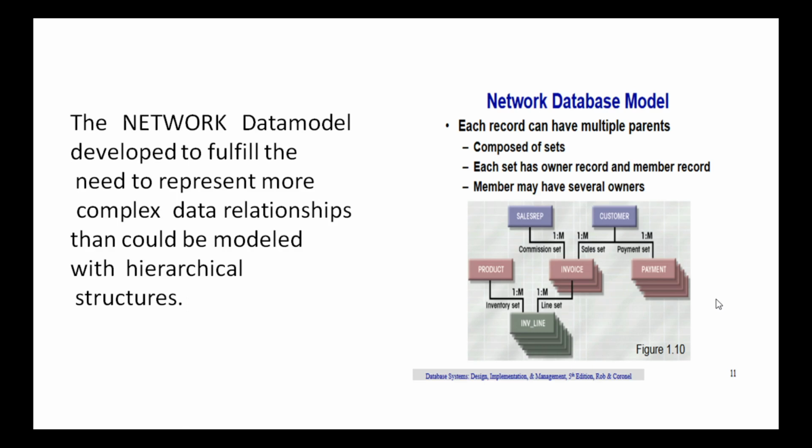Just see this diagram. Every record can have multiple parents and is composed of sets, and each set has an owner record and a member record. In this model the member may have several owners, multi-parent. This parental feature is supported in the network data model.